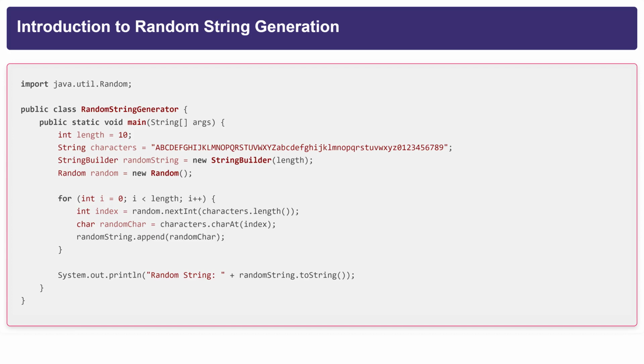In this Java code, we generate a random string of length 10. We define a set of characters from which the random string can be composed. We use the StringBuilder class to build the random string character by character. The Random class helps in generating random indexes for selecting characters from the set. Finally, we print the generated random string.